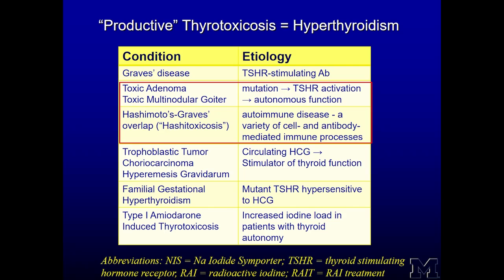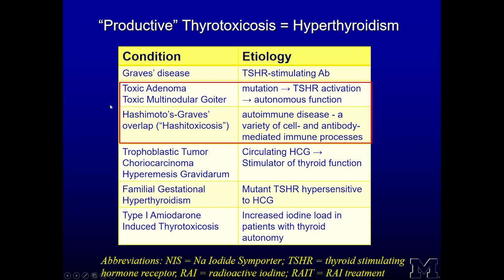For productive thyrotoxicosis or hyperthyroidism, the most common etiology is Graves' disease, which is due to the presence of an autoimmune thyroid condition characterized by the presence of thyroid stimulating hormone receptor stimulating antibodies. A less common etiology of productive thyrotoxicosis is toxic adenoma and toxic multinodular goiter, which are due to an activating mutation in the TSH receptor leading to autonomous thyroid function.